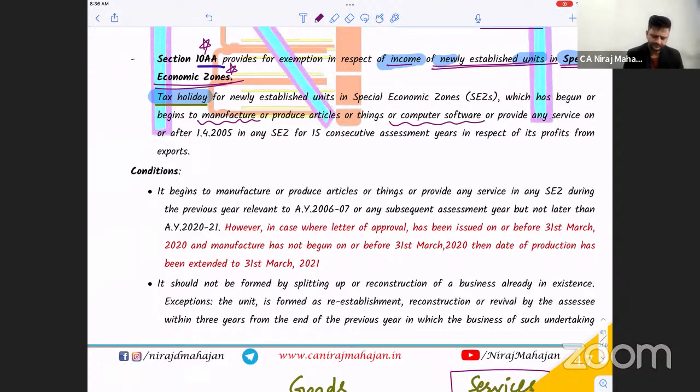Computer software, or provides any service. Basically, everything is covered now. So goods trading is not there, but goods manufacturing will be there. And so service will also be considered. You provide any kind of service.